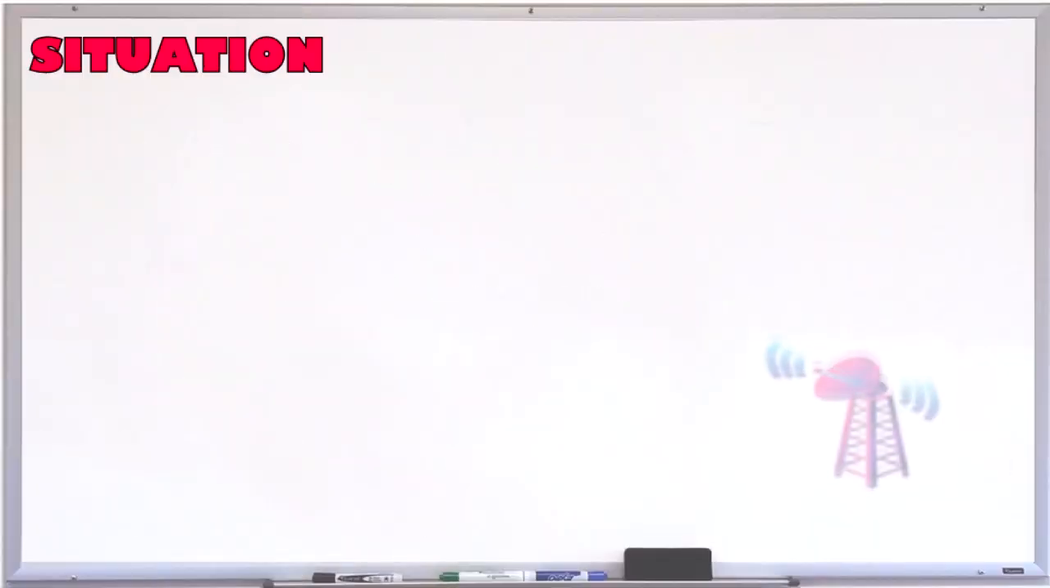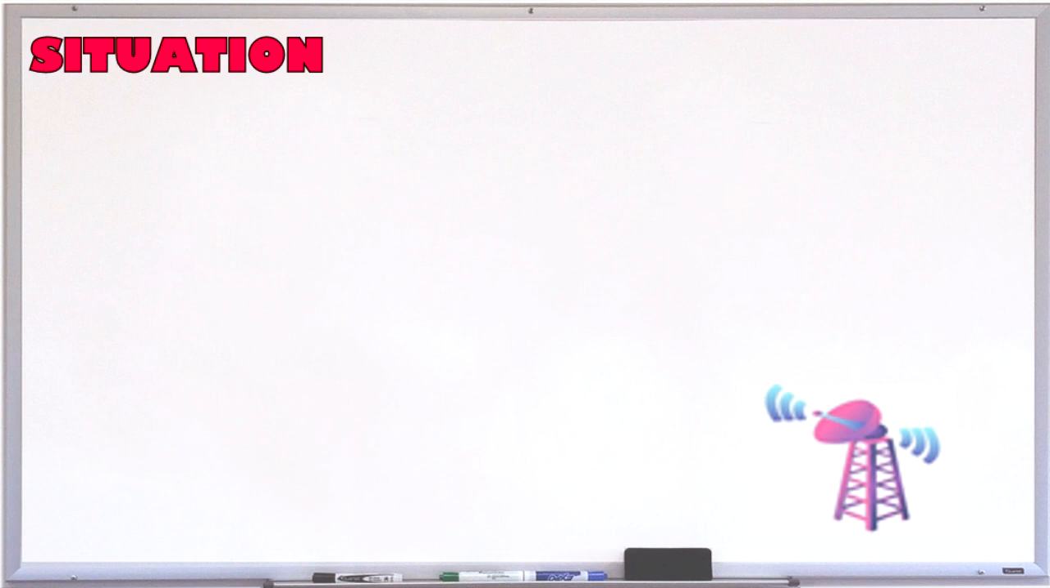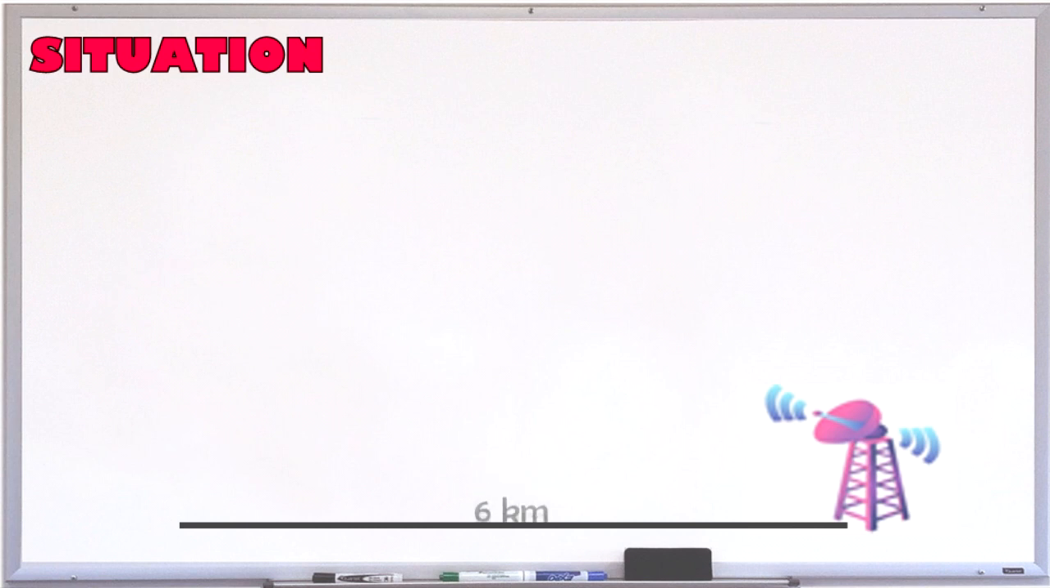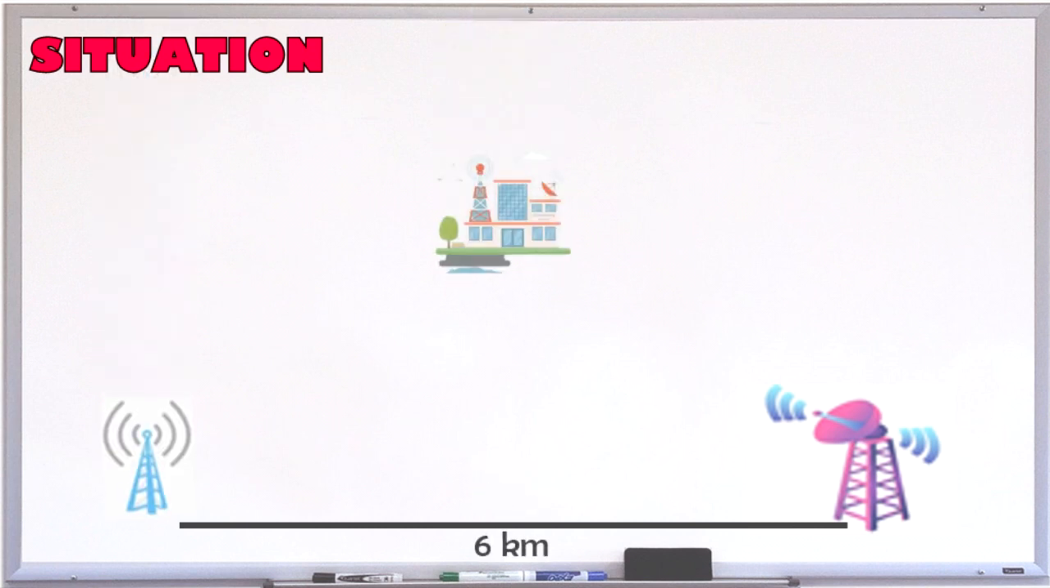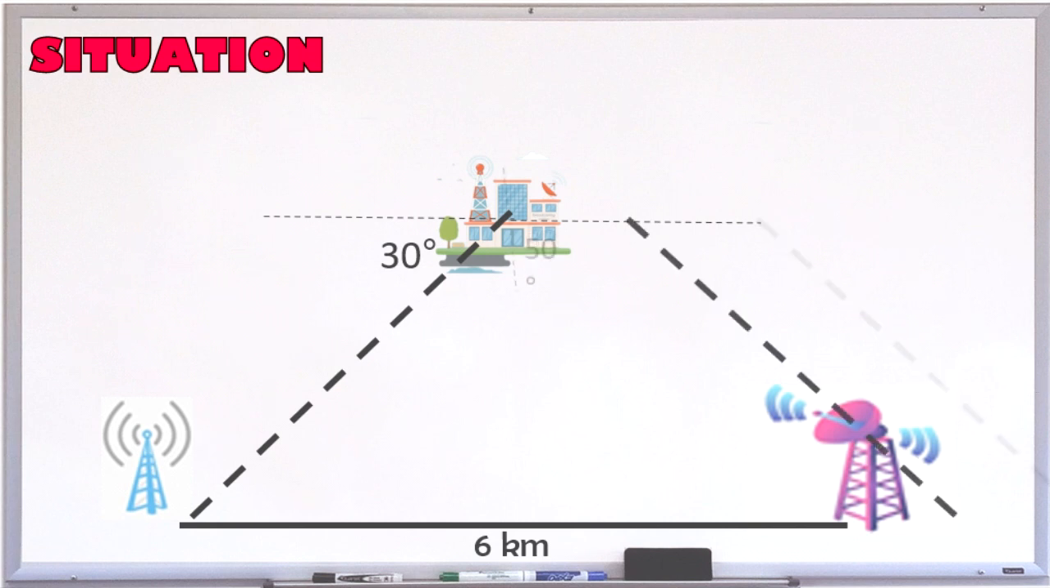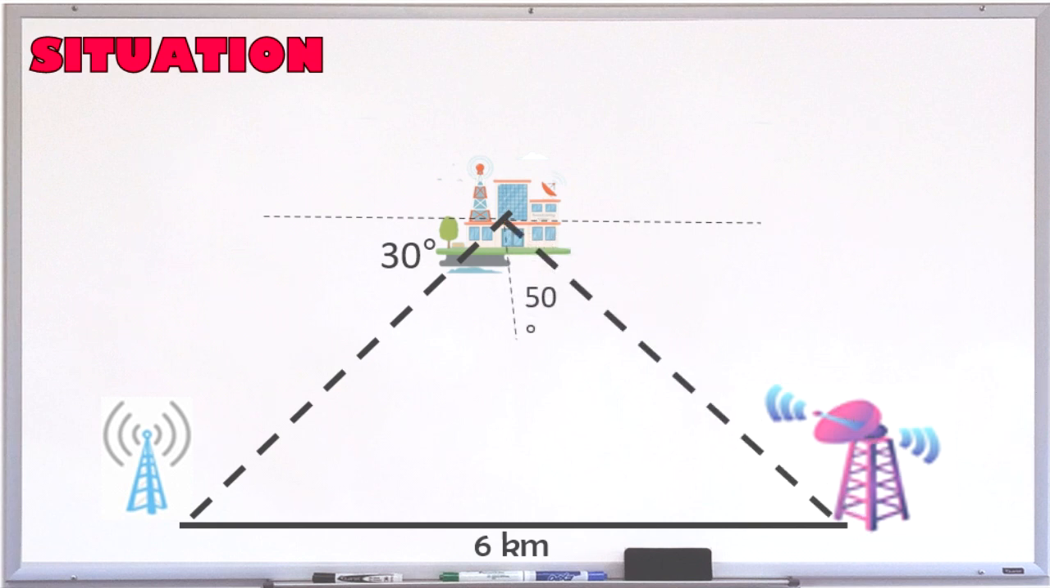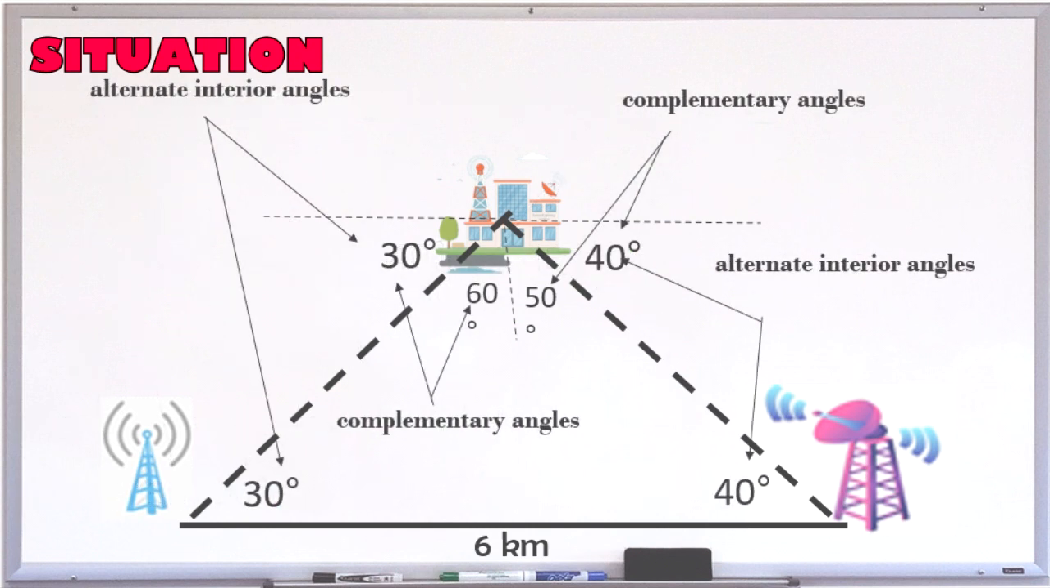immeasurable. Consider this situation. A Smart telecommunication tower was proposed to be built along a straight highway in an east-west line 6 kilometers away from Globe Tower. From a broadcasting company building located north, the line of sight of Globe Tower is 30 degrees south of west, while that of the proposed smart tower is 50 degrees east of south. Which among the two towers is nearest to the broadcasting company building?